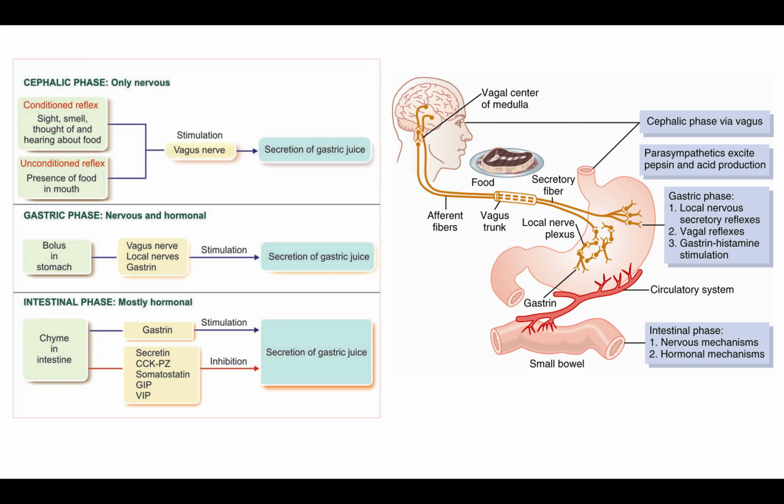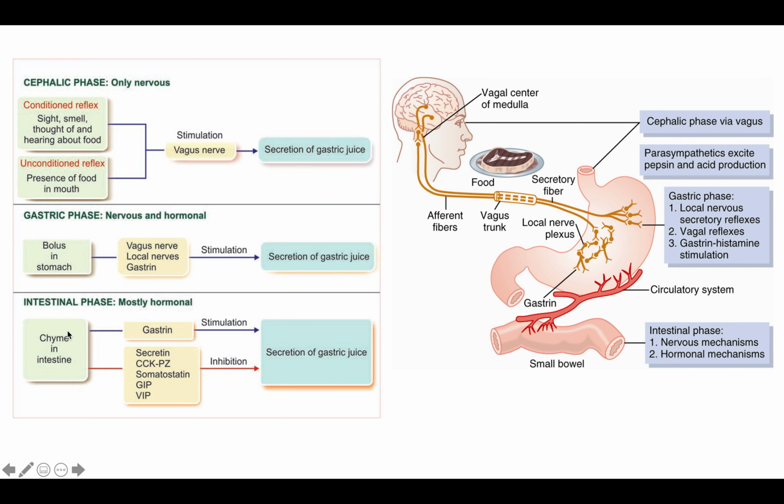This picture summarizes the phases. It's the same thing I've said: there are conditioned and unconditioned reflexes like the sight, the smell, hearing about food, or even the presence of food in the mouth, which will stimulate the vagus nerve, resulting in stimulation of the gastric juice. This is the cephalic phase, only nervous. The gastric phase is both nervous and hormonal. The bolus, or the presence of food in the stomach, will stimulate the vagus nerve, the local nerves, and gastrin, which will result in stimulation of the gastric juice, and this represents the bulk of the gastric secretions.